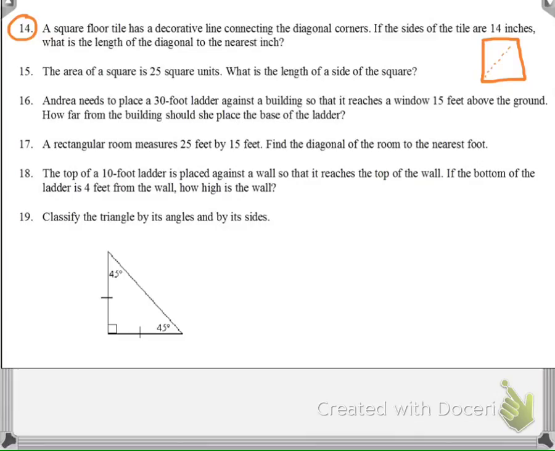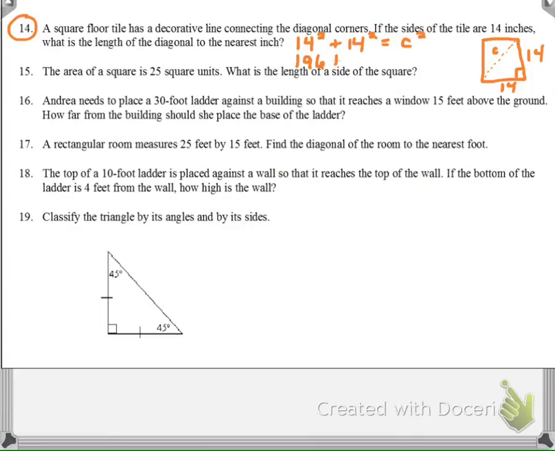We've got a diagonal. There's the line going across it. We know that each side is 14 inches. Okay, we also know that that's a right angle. So this looks almost exactly like the last problem. They're just 14s instead of 9s because I'm still looking for C, and it's the hypotenuse. So I'm just doing a squared plus b squared equals c squared.